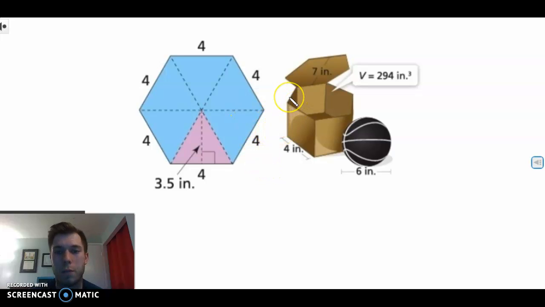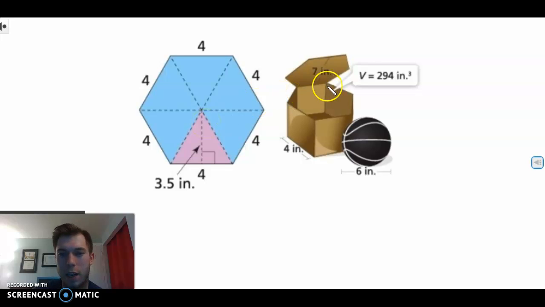Recall that from finding surface area, to find the area of a hexagon, you're going to need to split the regular hexagon into 6 triangles, which has been done here in this model for you. Since it's a regular hexagon, each side length is going to be 4 inches all the way around. Now we would need to figure out the height. The height here is written for you, which is 3.5 inches.